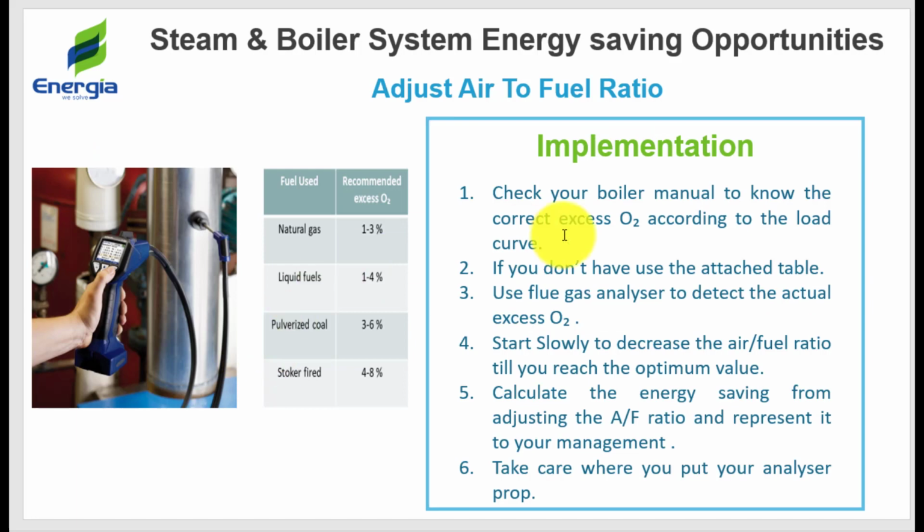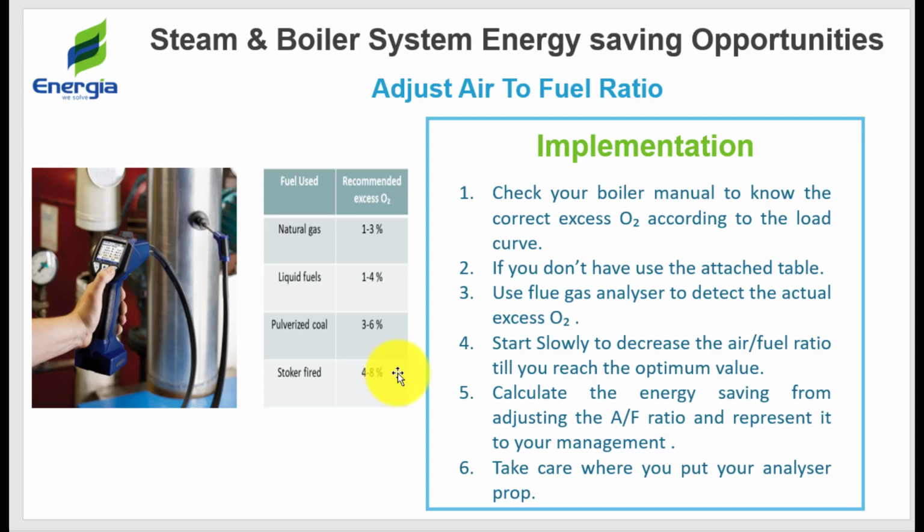For the implementation, also from best practice, first of all, we need to check your boiler manual to see what the correct excess oxygen is. And then if you don't have this by any means, I think you can refer to this table as a guide. You will see that for natural gas boilers the range is between 1 to 3, for liquid fuel it is 1 to 4, and the same for coal and other heavy residual fired boilers.